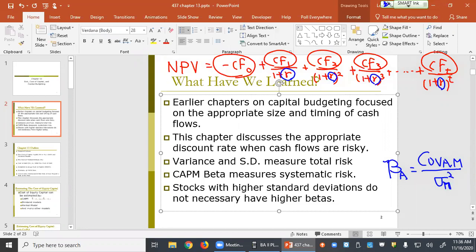So again, the higher number always means higher risk. If you find asset A has a higher CAPM beta than B, then we can say that A has higher systematic risk than B.